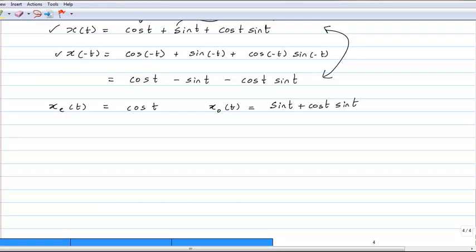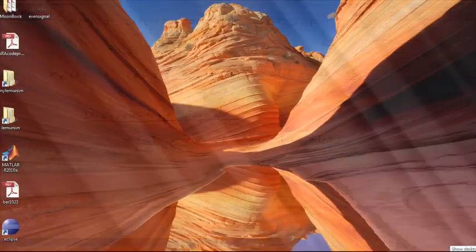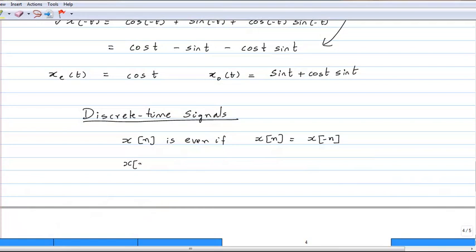Now, the definition of even and odd signals for real discrete time signals is identical to that for continuous time signals. We'll just replace x of t by x of n. So a signal x of n is even if x of n is equal to x of negative n. And x of n is odd if x of n is equal to negative x of negative n.